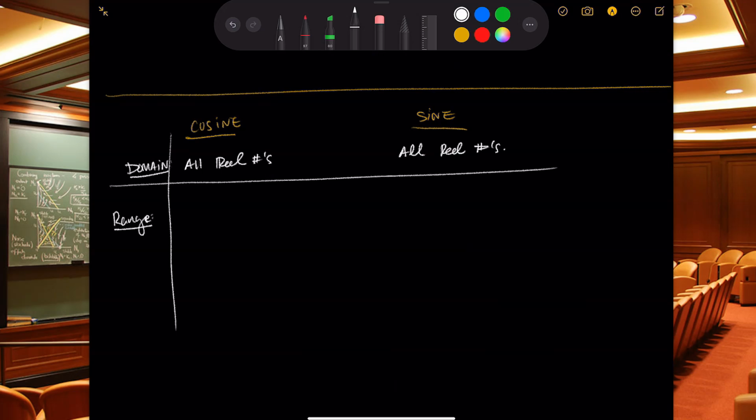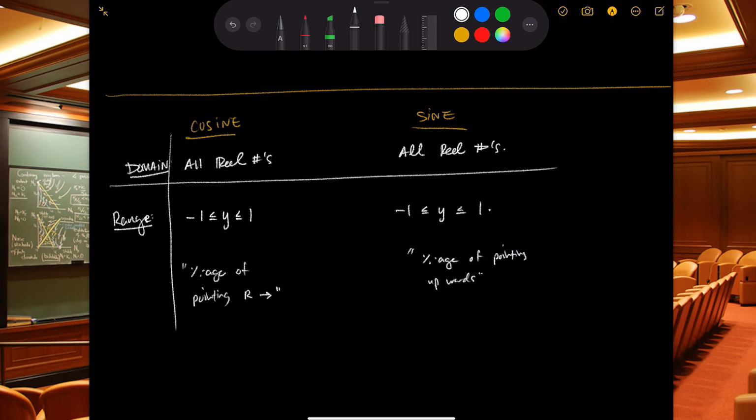The range, however, keeps us between -1 and 1 for both. And again, why is that? This is the percentage of pointing to the right. And this is the percentage, I'm using made up words here, percentage of pointing upwards with the radial arm, right?